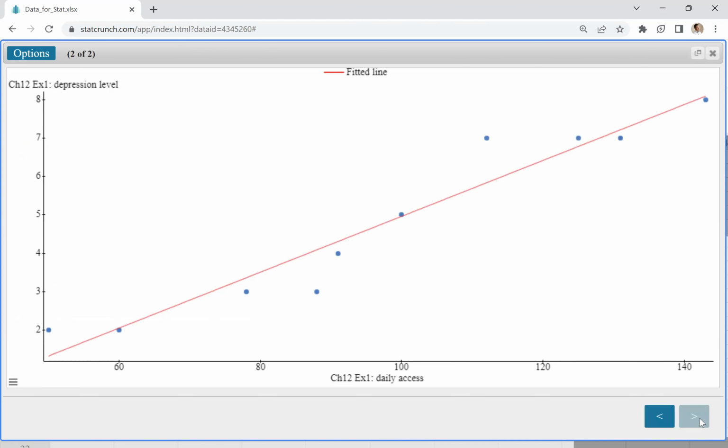Ta-da! This is the regression line, or the fitted line. To get the equation, we just have to pull the arrow to the line and ta-da!